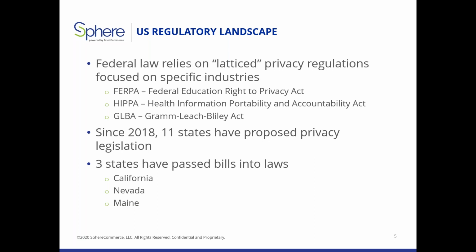But when California passed that law, and they passed it very quickly, other states started taking notice and said, you know what, they're onto something. If the federal government is not going to act to protect consumer privacy, we're going to do it. So since the end of 2018, 11 other states have proposed privacy legislation, and 3 states have passed the bills into laws. So California, Nevada, and Maine have all passed privacy laws now.